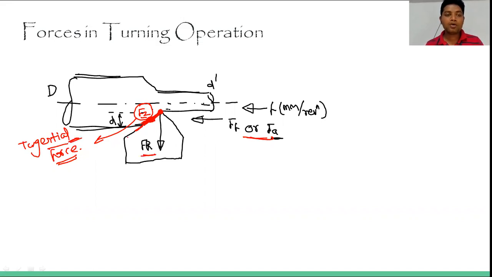Now we are going to compare this with Fc and Ft, which are the main forces. Fc is the cutting force and Ft is the thrust force in orthogonal cutting. So we can compare this directly with Fc. In the numericals, if the tangential force is given, then you can directly equate it with Fc, which is the main cutting force in orthogonal cutting.